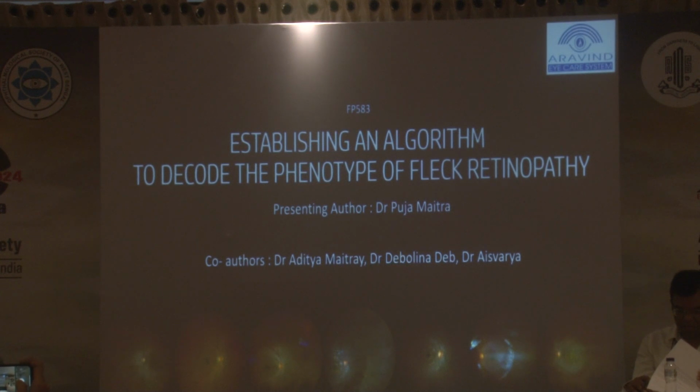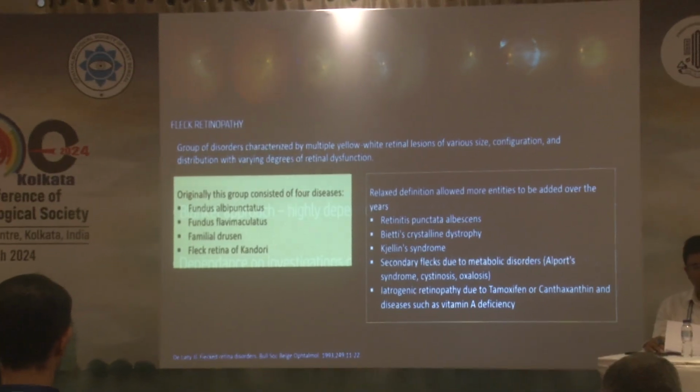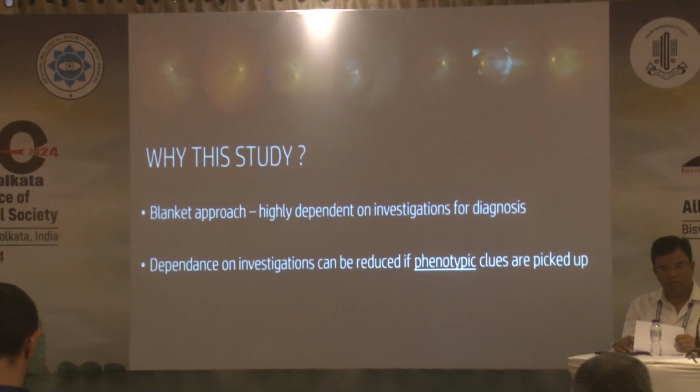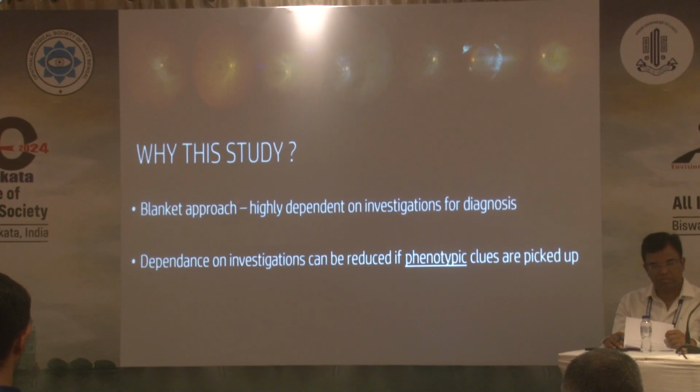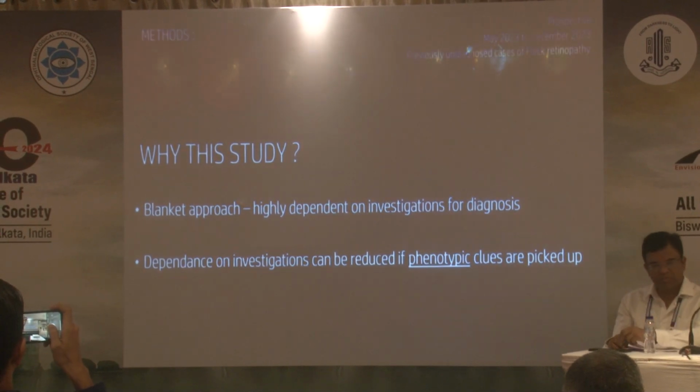Good morning, everyone. Coming to the topic of establishing an algorithm to decode the phenotype of fleck retinopathy. So what is fleck retinopathy? It's a group of disorders characterized by multiple yellow-white retinal lesions of various sizes, configuration, and distribution, with various amounts of retinal dysfunction. So the aim of the study was to decrease the dependence on investigations for diagnosis of such cases, which can be done if phenotypic clues are picked up.